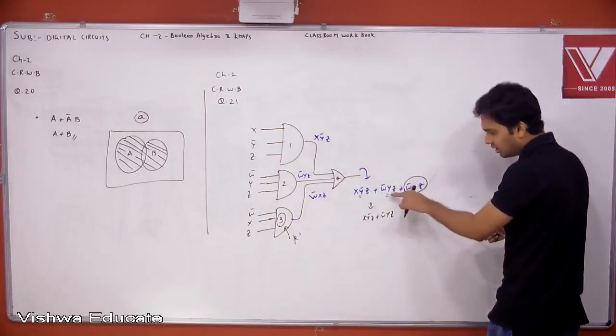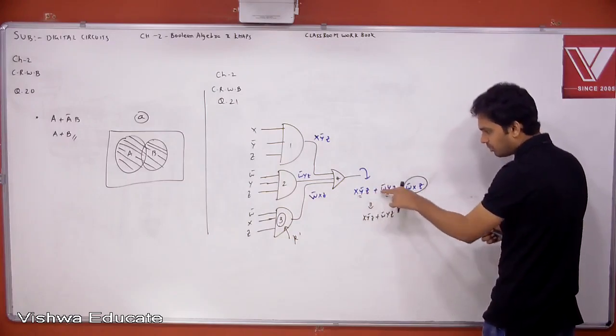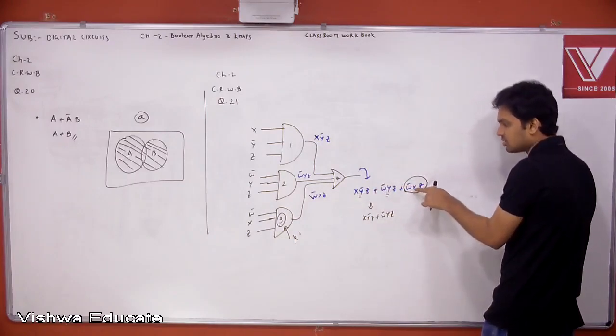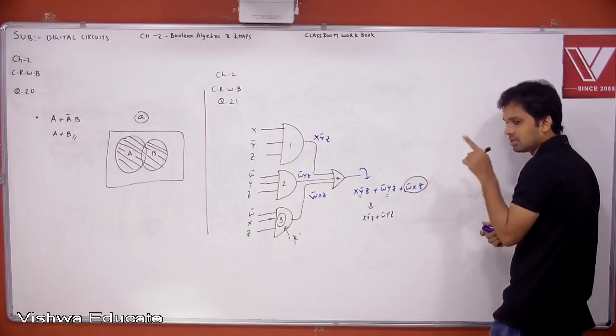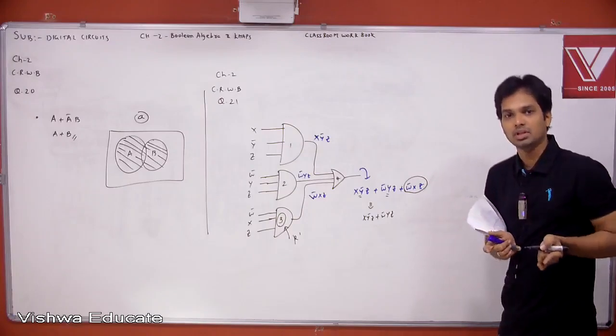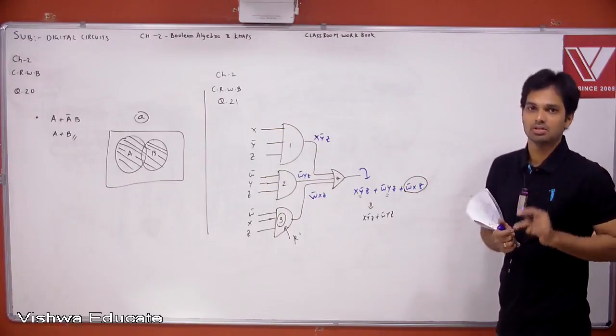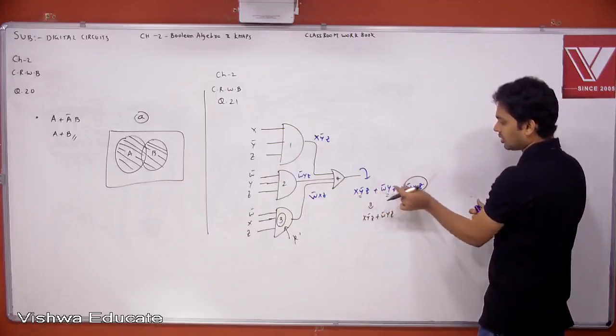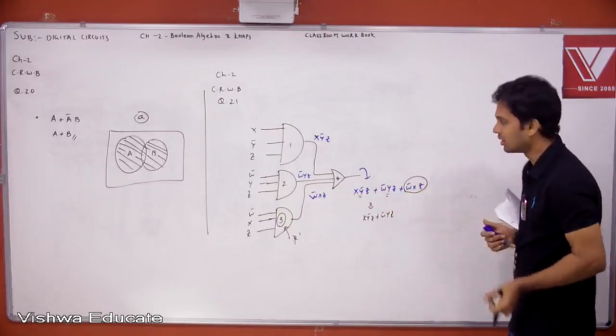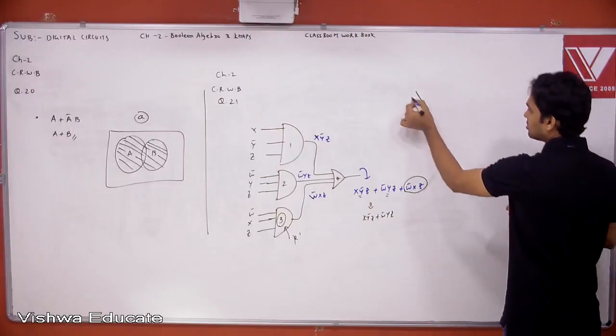How I have done? Y bar. The remaining part's product is available here. This is what I told as consensus law. You can neglect the remaining. AB plus A bar C plus BC equal to AB plus A bar C. So Y bar, the remaining product is available. Neglect it. Otherwise, you can draw the K-map also.